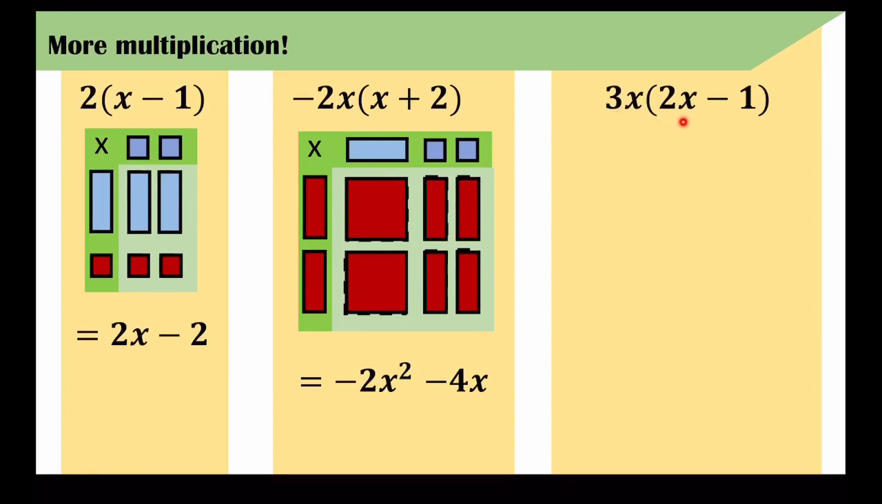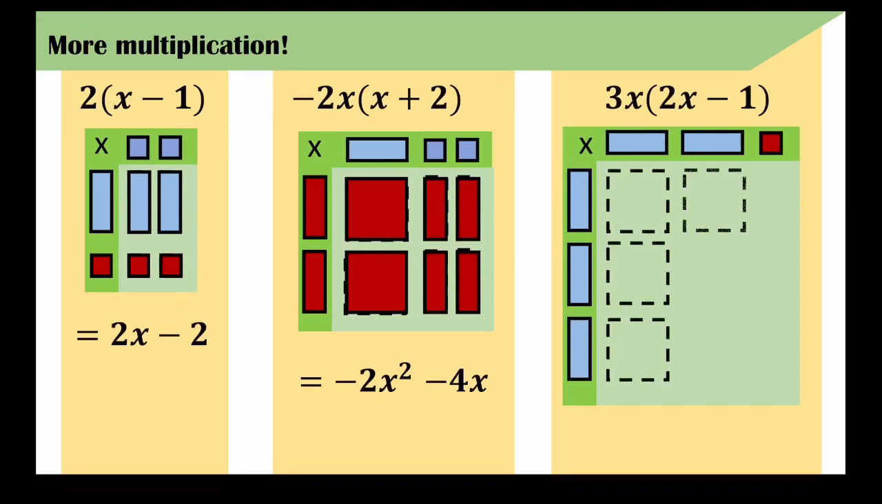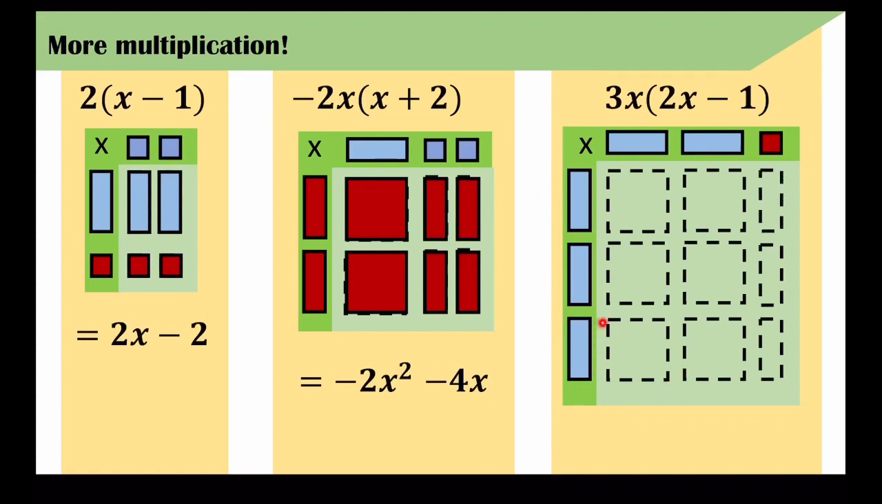3x times 2x minus 1. Let's take a look. There's our 2x minus 1. And there's our 3x. So just like a puzzle piece, you can see what fits, right? X times x, and then x times 1 here. Fills in.